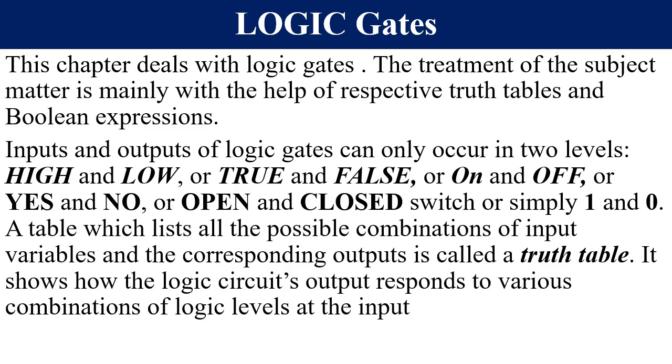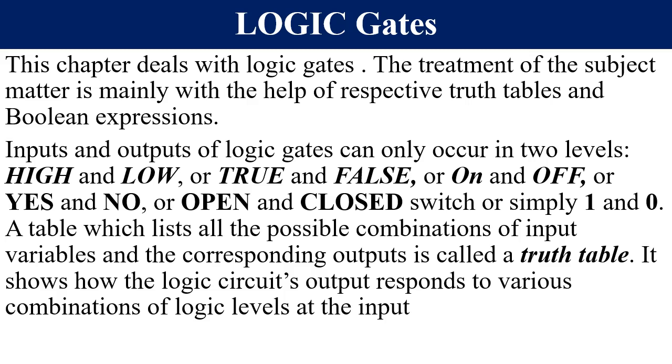A logic gate has some inputs and also some outputs that depend on the inputs. The input can be high or low, true or false, and in that sense high and true mean the same, while low and false mean the same. The input can be on or off, which means on is high, on is true, while off is false or off is low. Or they can be yes or no, open or closed, or simply 1 and 0. So we are using those to define the inputs and outputs.